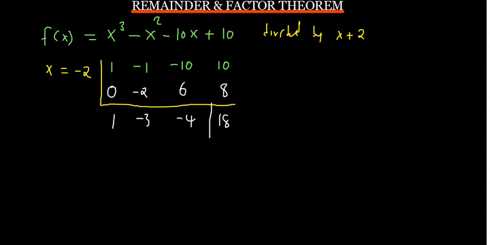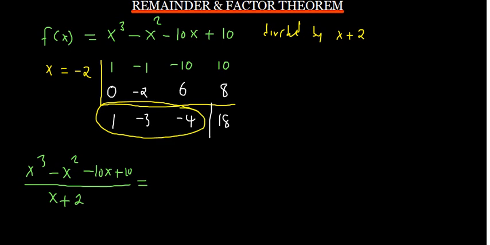Okay, so meaning that when I get f of x, which is x power 3 minus x power 2 minus 10x plus 10, I divide it by x plus 2. What will be my quotient? The quotient is the answer you get. So this will be the answer you get. That's what we call the quotient.